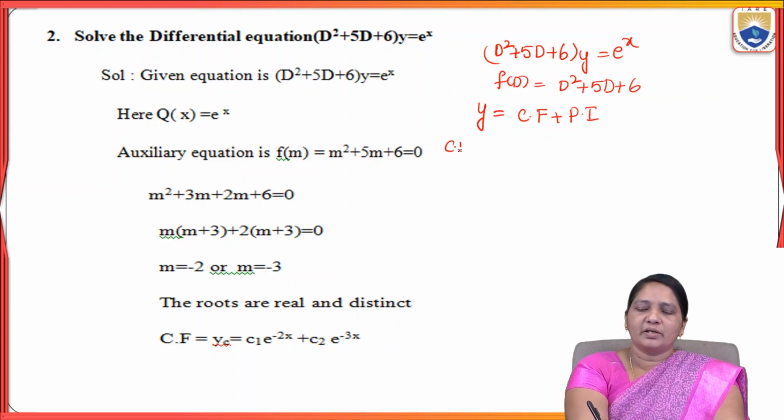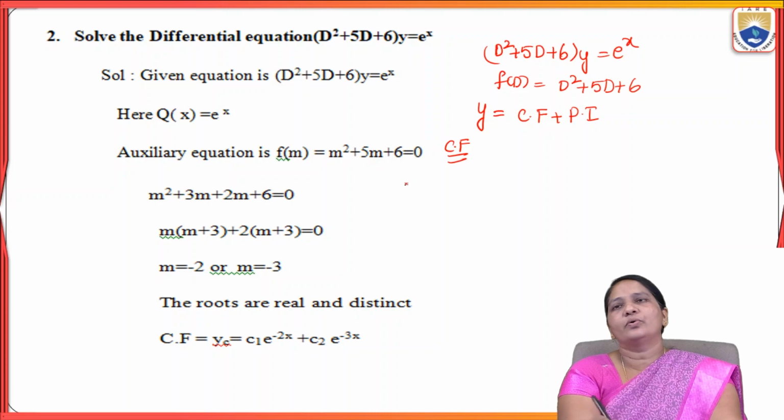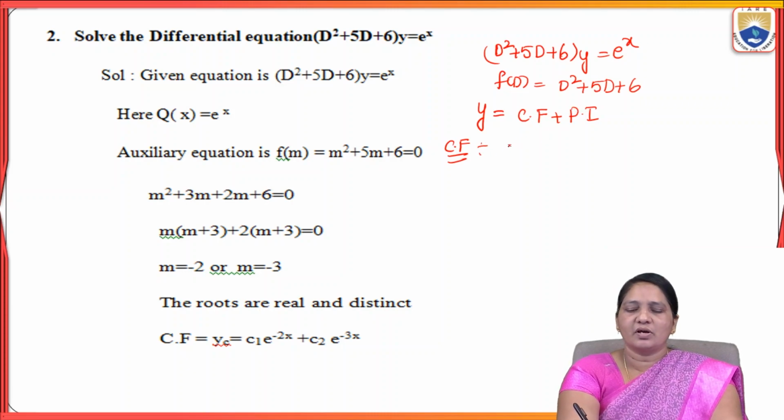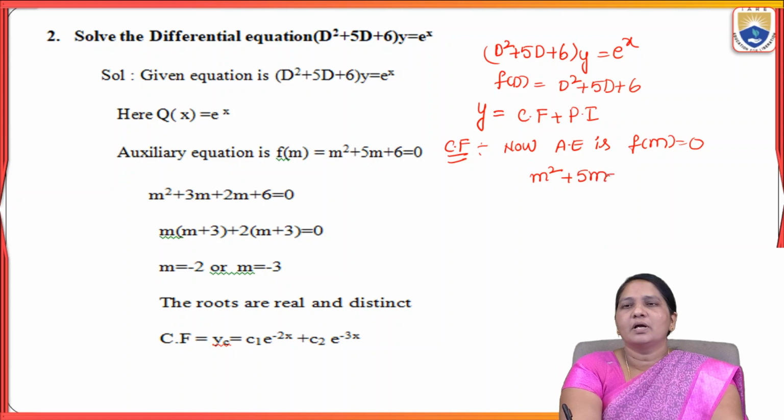So first I am calculating the complementary function. How to calculate the complementary function? From f of D, first I have to write the auxiliary equation. Now the auxiliary equation is f of m equal to 0. What is the f of m value? m square plus 5m plus 6 is equal to 0.